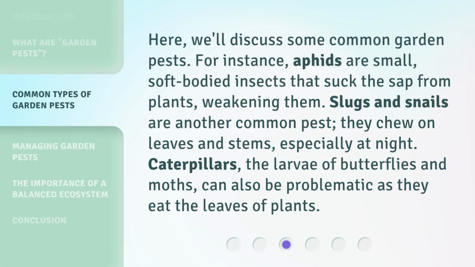Here, we'll discuss some common garden pests. For instance, aphids are small, soft-bodied insects that suck the sap from plants, weakening them. Slugs and snails are another common pest. They chew on leaves and stems, especially at night. Caterpillars, the larvae of butterflies and moths, can also be problematic as they eat the leaves of plants.